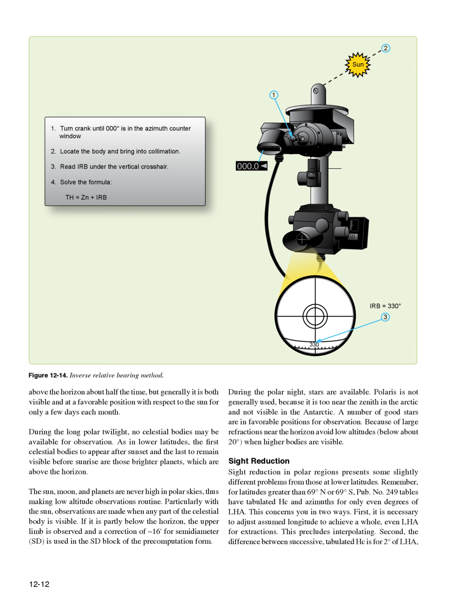Sight reduction in polar regions presents some slightly different problems from those at lower latitudes. Remember, for latitudes greater than 69 degrees north or 69 degrees south, Pub. No. 249 tables have tabulated Hc and azimuths for only even degrees of LHA. This concerns you in two ways. First, it is necessary to adjust assumed longitude to achieve a whole, even LHA for extractions. This precludes interpolating.